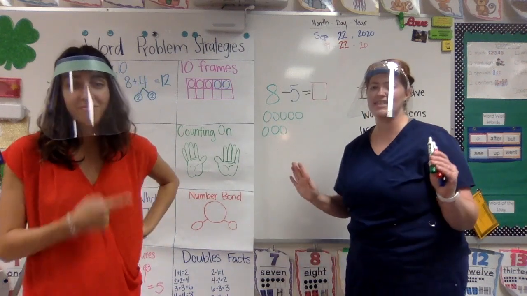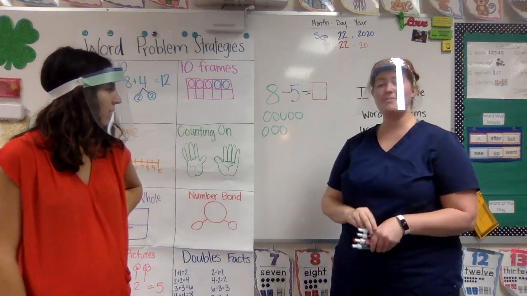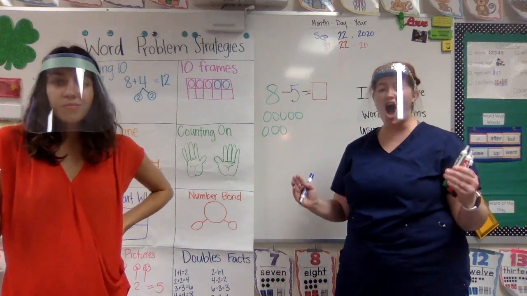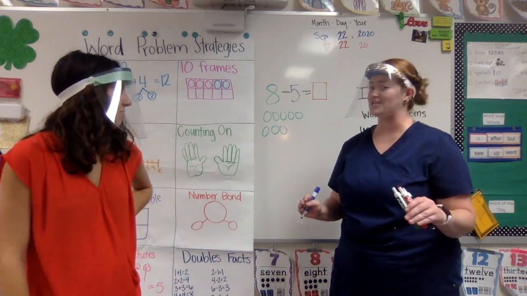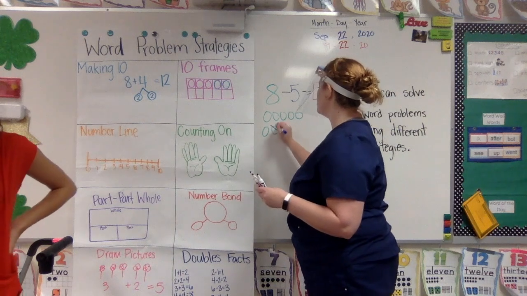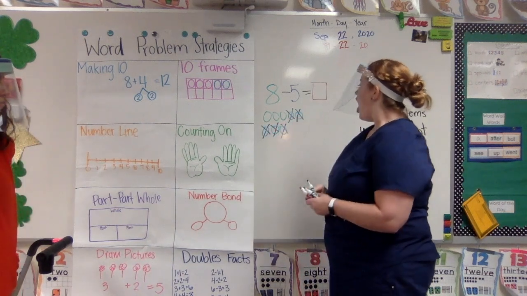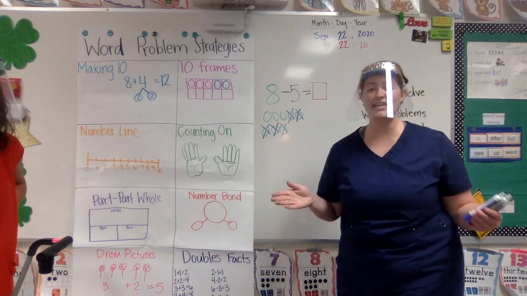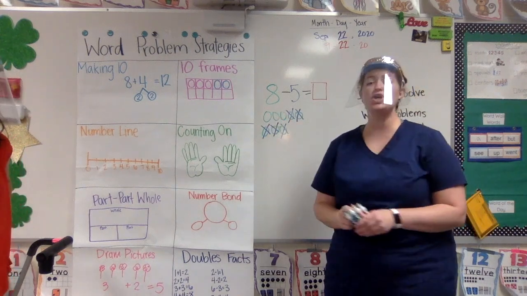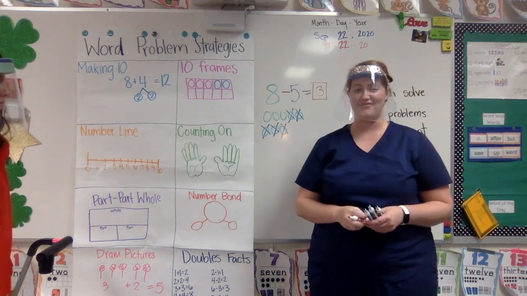Okay, then the next thing my problem says is minus 5. I give away 5. That means I'm going to cross off 5 of my pictures. I'm not going to add 5 more. 1, 2, 3, 4, 5. Now I can see how many I have left. 1, 2, 3. So I have 3 shamrocks left.